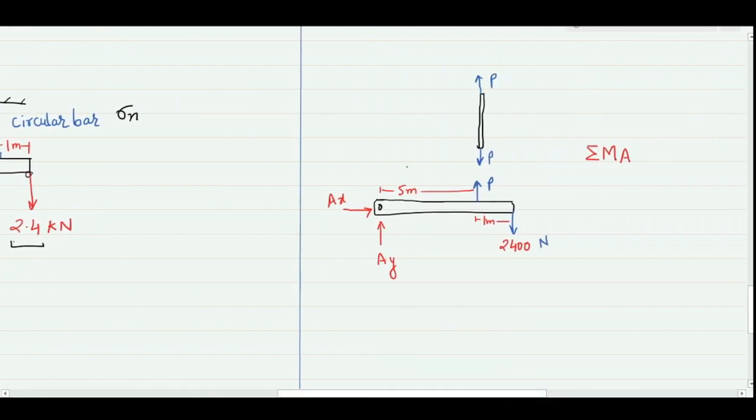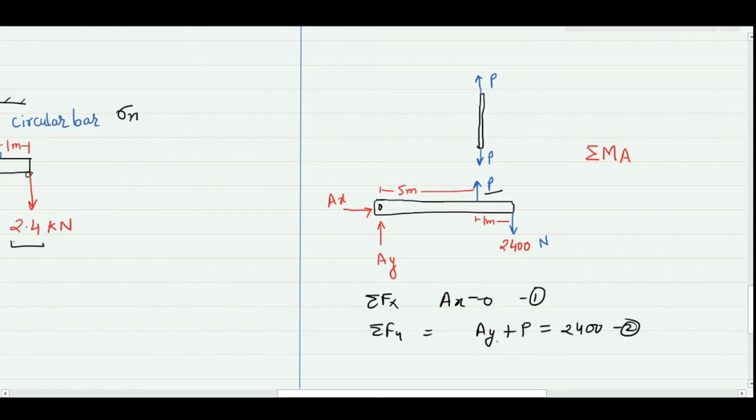So this is your free body diagram. I have removed the vertical bar and replaced it by a force P. This is my pin joint, and if you recall the previous session, when we remove the pin joint, we apply two forces. After making the free body diagram, let's do the horizontal force balance. So AX will be 0. When I do the vertical force balance, I get AY, which is acting upward, plus P and the 2400. This is my equation 2, and this is my equation 1.